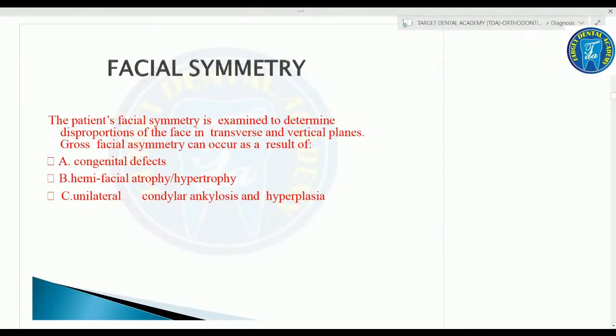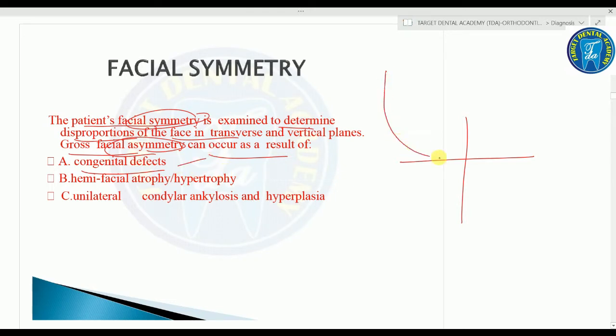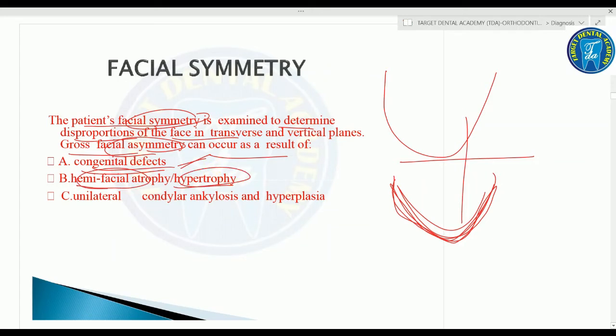After this, next is facial symmetry. The patient's facial symmetry is examined to determine disproportion of the face in the transverse and vertical planes. Gross facial asymmetry can occur in any kind of congenital defect. This is the normal face, this is the gross asymmetry, this is the facial asymmetry. You can find it in congenital defects like hemifacial hypertrophy, unilateral condylar ankylosis and hyperplasia.